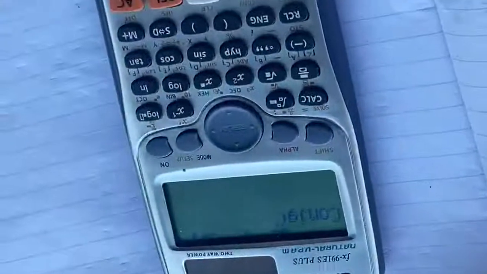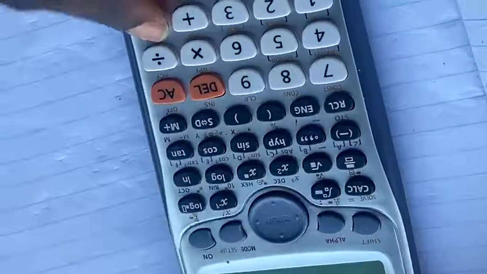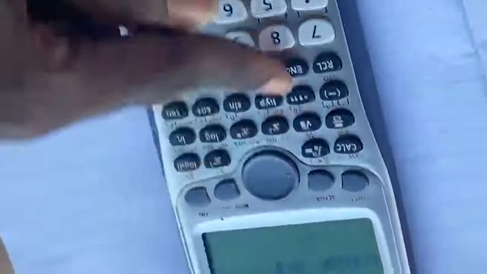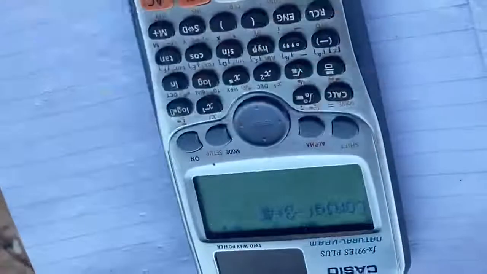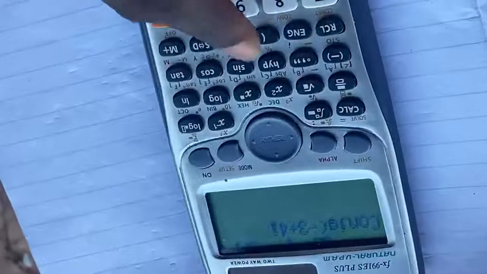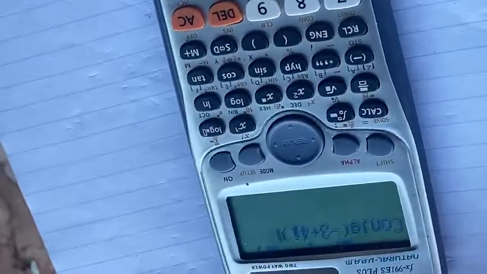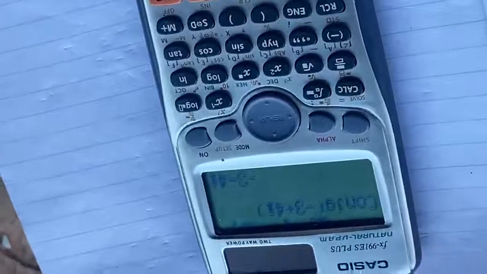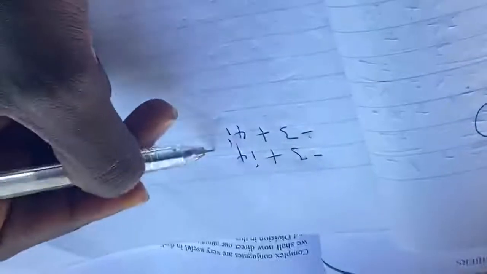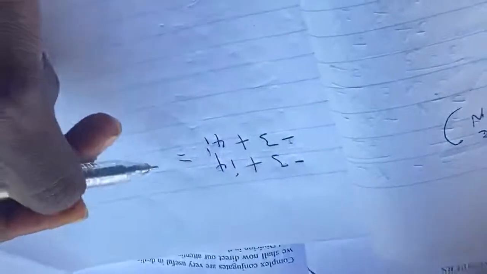Then you enter your question, which is minus 3 plus 4. And to put your i, like I told you before, you click the shift button, you click the ENG button here, as the engineering notation button, and then you close it. And then when you close it, click your equal to sign, then your answer will come up, which is minus 3 minus 4i. Then the conjugate form of minus 3 plus 4i is minus 3 minus 4i. As simple as that.